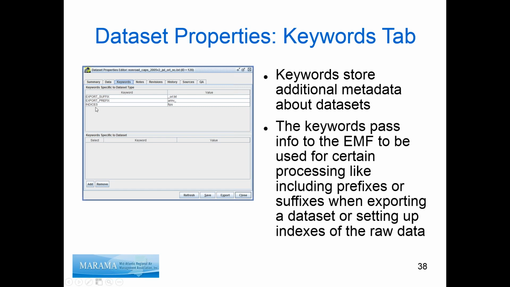You'll also see things like indices. The raw data from the files gets imported into database tables in the EMF database. And so indices is a way to tell the EMF which columns of that data should get indexed. Again, this is something that's kind of a more advanced option that you probably won't have to worry about too much.